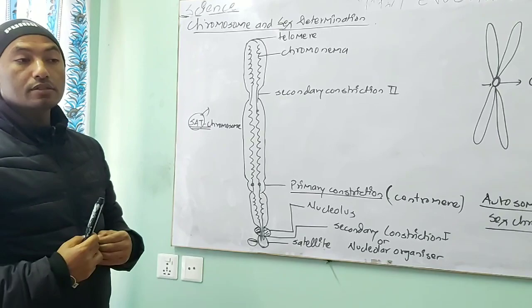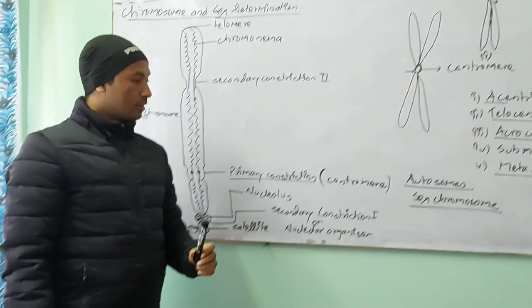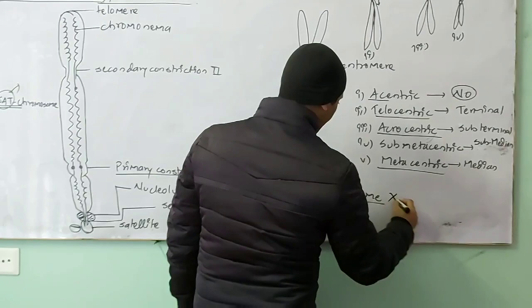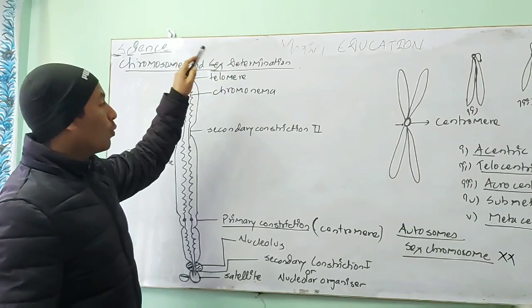Sex chromosomes are those chromosomes that determine the sex of the living organism. Like we have sex chromosomes in the human body as XX in female and XY in male. This sex chromosome determines the sex of the living organism, whether it will be male or female.